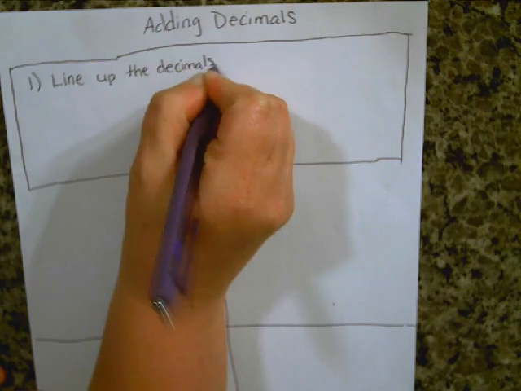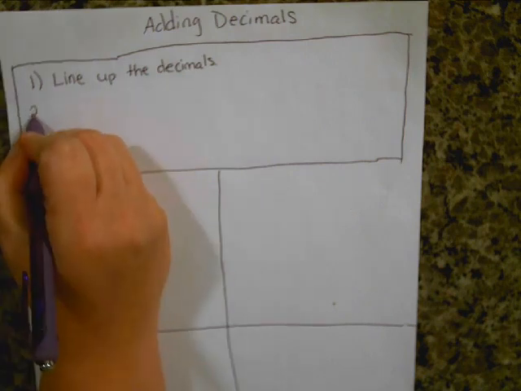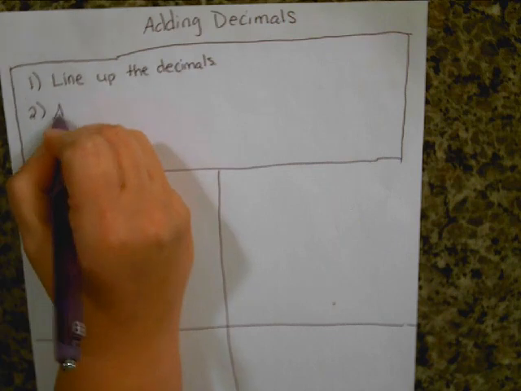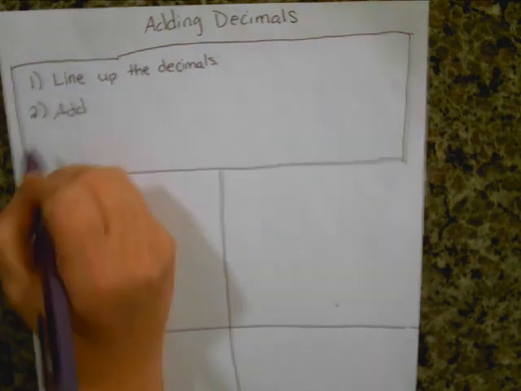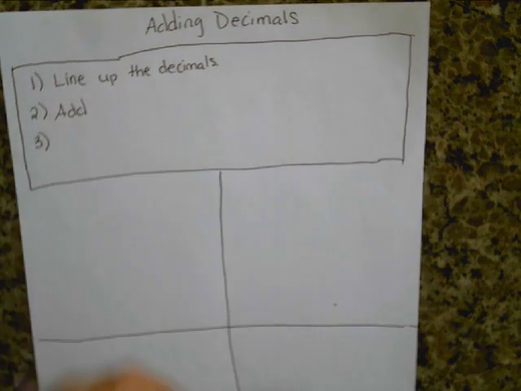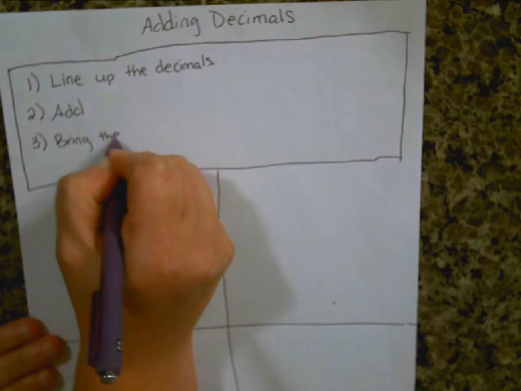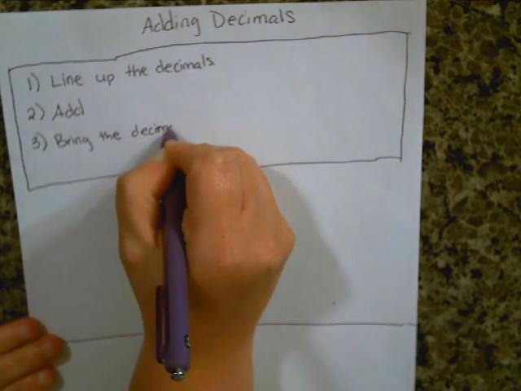What I mean by that is putting one decimal on top of another, just like buttons on a shirt. Then step 2 is we're just going to add like normal. And step 3 is we're going to bring the decimal down.